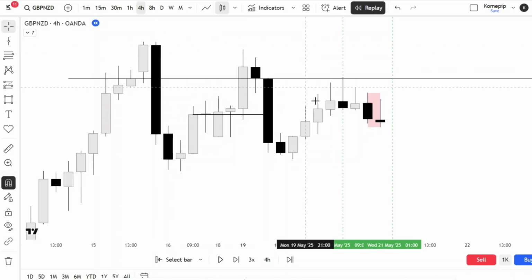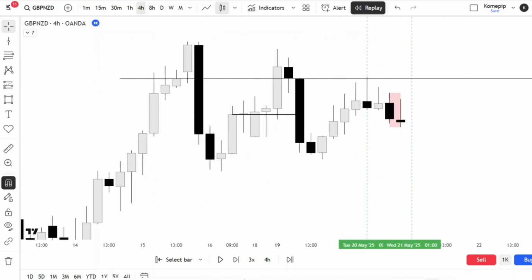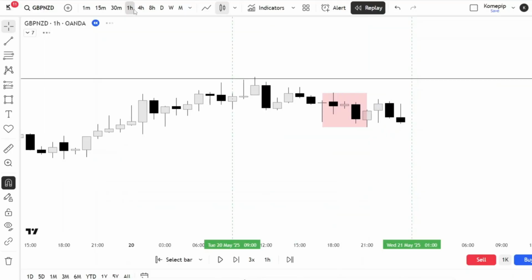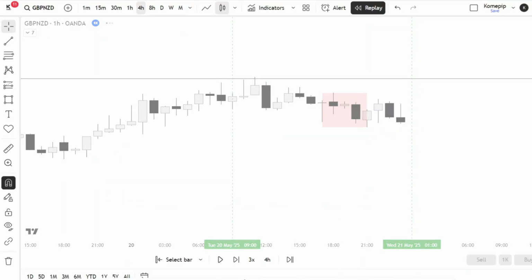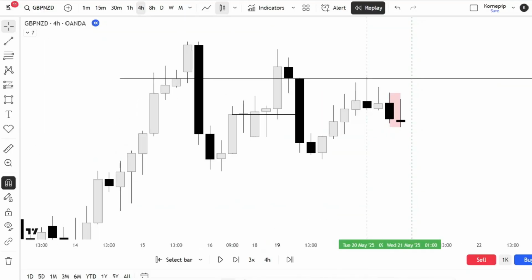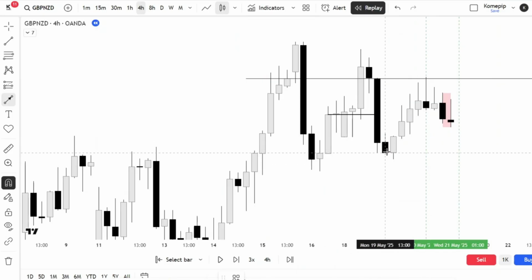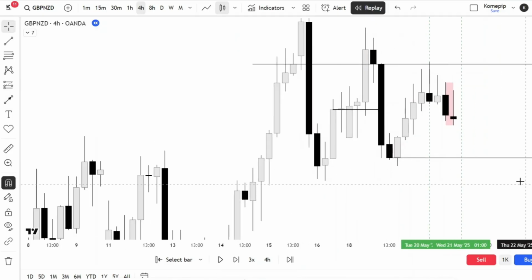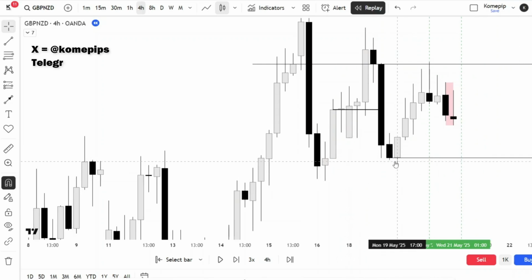So what we need to do at this point, I already saw my rejection, which is my 4-hour rejection. So what I needed was a confirmation of my 4-hour storyline. So in this case, our draw on liquidity ought to be this low at least. All right, we need to have our draw on liquidity here at least this low, because we have a fresh key zone right here.